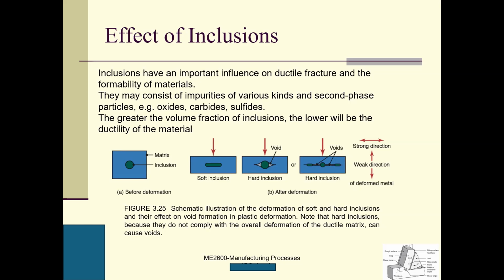They may consist of impurities of various kinds and second phase particles. Second phase means, for example, in titanium we have alpha and beta titanium at the very beginning, but as the temperature goes, we might have alpha prime. Alpha prime is called a second phase. So under some conditions the original phases change to a new phase, and these new phases are called second phase particles, for example oxides, carbides, and sulfides. The greater the volume fraction of inclusions, that means the more inclusions, the lower the ductility of the material.